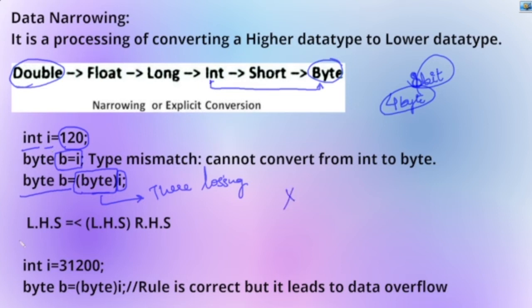Next is, now this rule comes into existence. If the LHS is equal to or greater than the RHS, then you need to add the LHS content here inside your RHS. Now int I is equal to 31200, byte B is equal to, hey compiler, convert this I integer value inside this byte. So the rule is correct, but it leads to data overflow. That is, some sort of data might get lost.